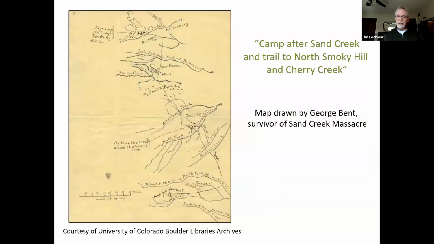And as terrible as that event was, the aftermath was also terrible. The survivors of the Sand Creek Massacre made their way north to escape the soldiers, and their travels brought them into the watershed of the Kaw. This is a map that was drawn by George Bent, who was the mixed blood son of William Bent of Bent's Fort fame on the Arkansas River. His mother was Cheyenne. He was in the camp at Sand Creek when it was attacked, and so we have an account of the aftermath.